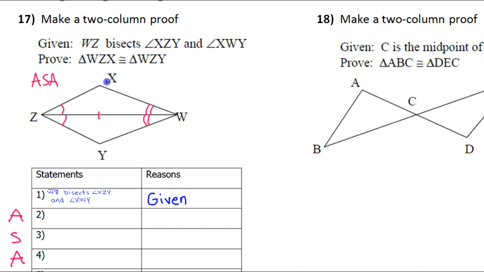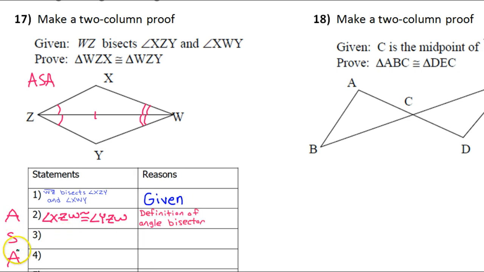So I'm going to say angle XZW is congruent to angle YZW. And I knew those would be congruent because in the given we have an angle bisector, and that's the definition of angle bisector, that it's forming two congruent angles. So the reason will just be definition of angle bisector.